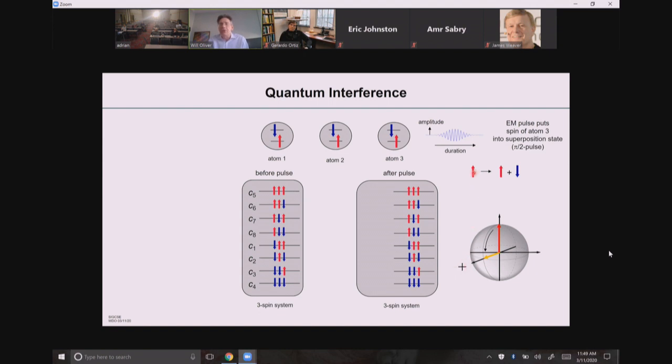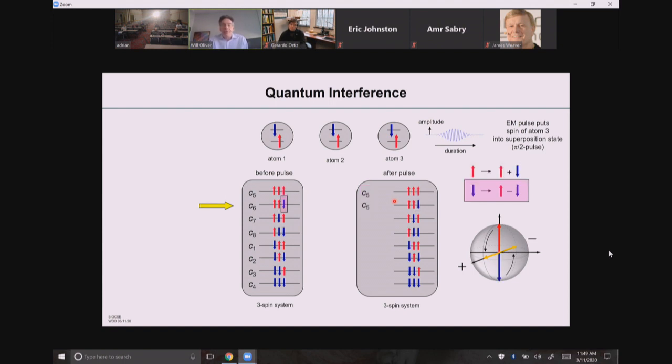So spin up goes to a combination, equal superposition of up plus down. Now, I'm not worried about normalization here. For people who are familiar with this, there would be a 1 over square root of 2 here, but we don't need to worry about that for this discussion. So let's take a look at this spin right here associated with coefficient C5. That is going to, after the pi over 2 pulse, split to up and down. And so that coefficient C5 is associated with both of these states now.